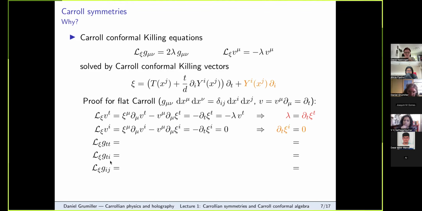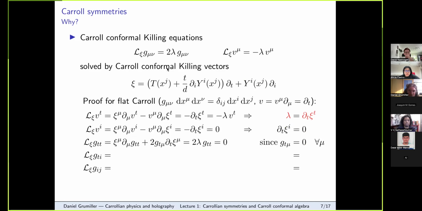The second equation, this is the spatial component of this equation here. Well, that just tells you that v^i has to commute with ξ, and that amounts to saying that ∂_t ξ^i has to vanish. So the ξ^i's have to have vanishing time derivative. So that's why these functions Y^i here only depend on x^j and not on t.